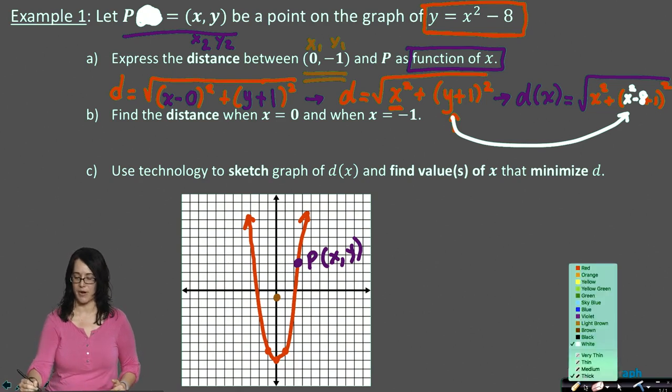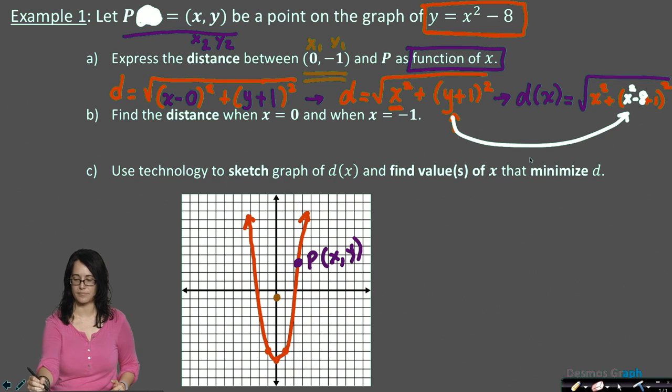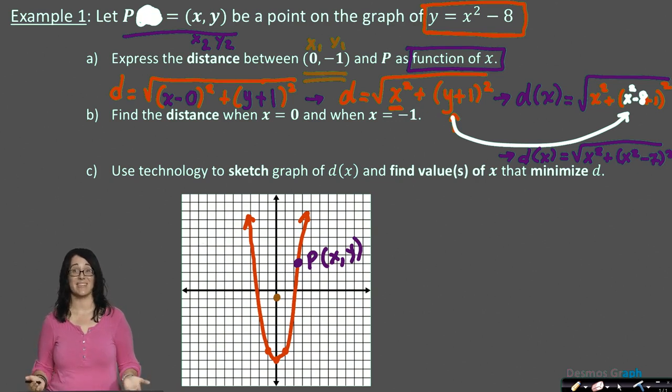So our distance formula that we're getting, that only depends on x now, is the square root of what? Well, we have x squared for sure, but then we had x squared minus 8 plus 1, which is really x squared minus 7. So we have x squared plus parentheses x squared minus 7 getting squared in parentheses. That's technically a function for distance which only depends on x, and that's what they asked us to find.